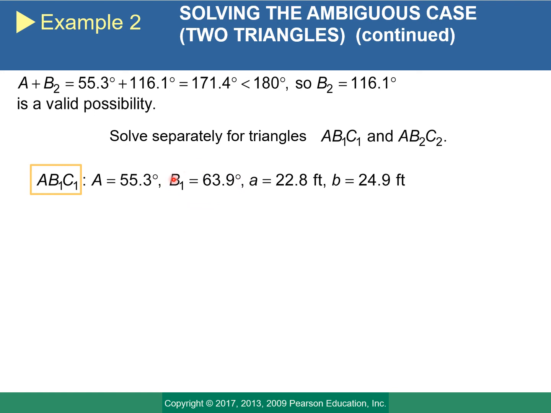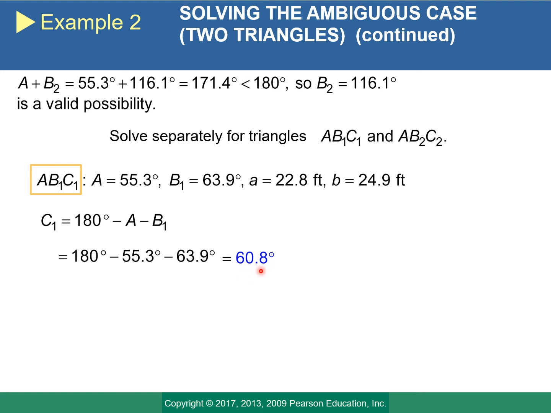B1 we found using sine inverse. So notice what's missing. We're missing our third angle, which we're going to call C1, and our third side, little c1. Now we have two angles. The third one you just find from subtracting those two from 180. And so you take 180 minus 55.3 minus 63.9. And so our last angle is 60.8 degrees.